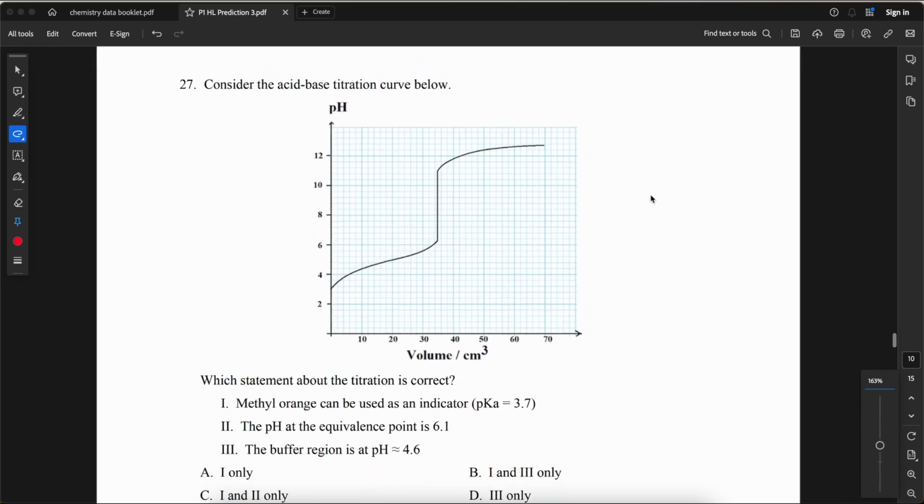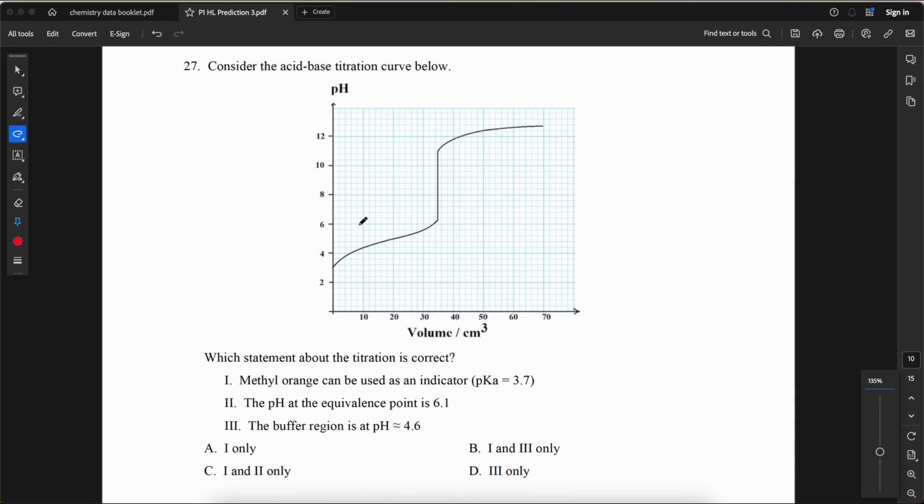Consider the acid-base titration curve below. So it starts from around 3 and goes to around 13. Okay, so the equivalence point may be around 9, and this one is the buffer zone. Which statement about the titration is correct? Methyl orange can be used as an indicator with pKa 3.7, so the pH is 3.7. So it is not suitable as the color change does not take place near the pH of the equivalence point. It's very far, 3.7, while the equivalence point is around 9.